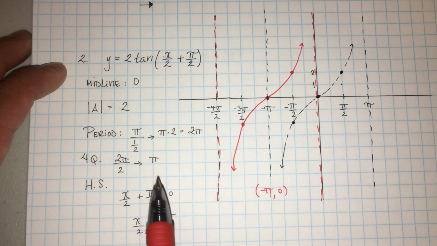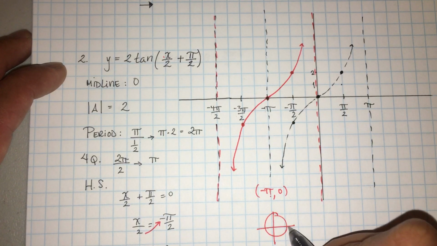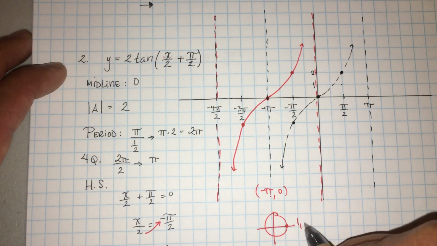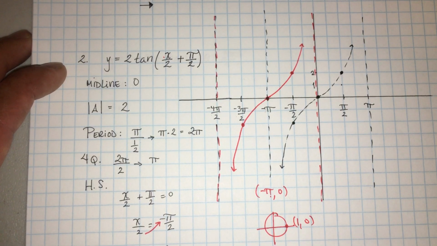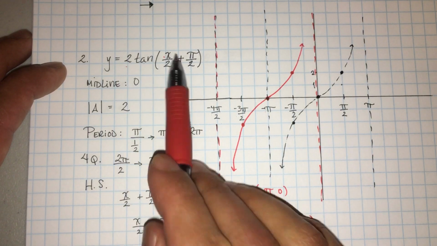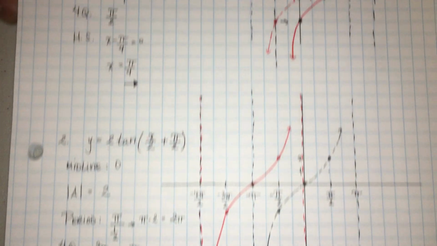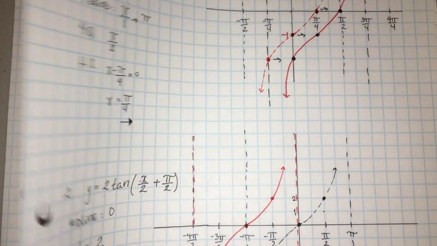Well, what's tangent of 0? The 0 angle is right there. What's that point? That's 1 comma 0. Remember, tangent is sine divided by cosine. Sine is 0 divided by cosine 1. 0 divided by 1 is 0. So this will be 2 times 0, which is 0. Hey, so we did it right. Cool. Let's go ahead and see if we can do 2 more, guys.